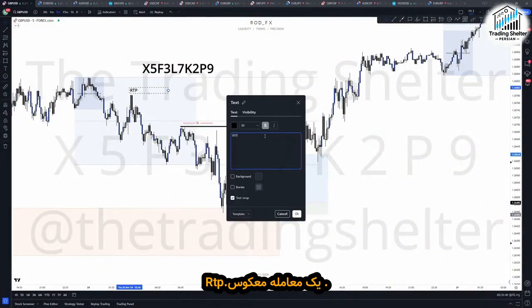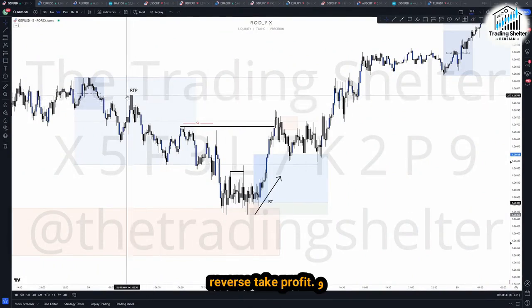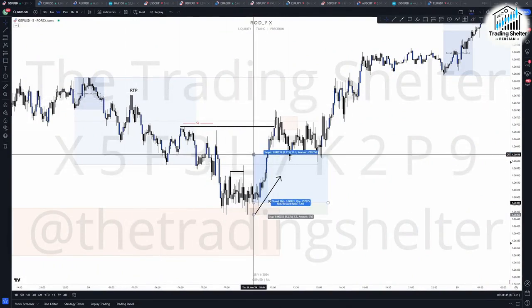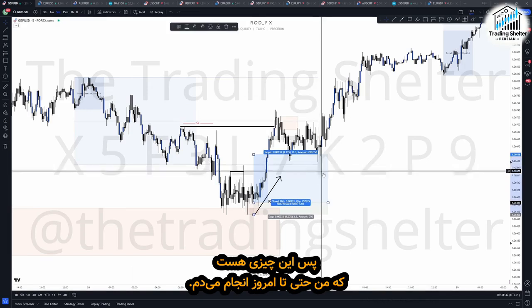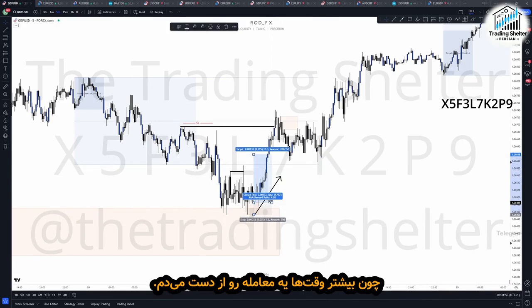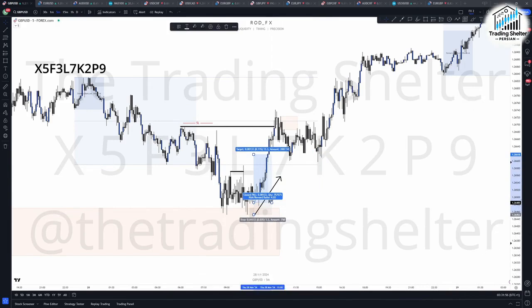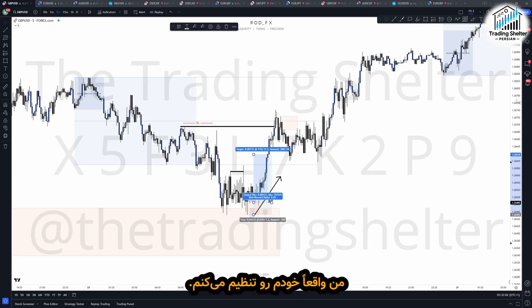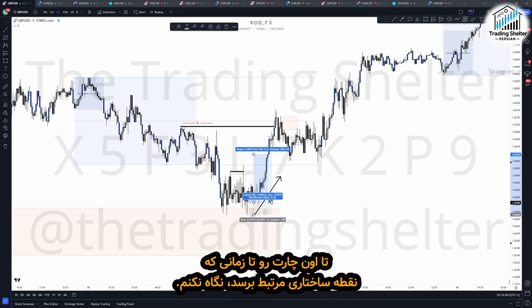RTP. A reverse trade and reverse take profit. So this is something that I do even as of today, because most of the time I miss a trade because of London session. And what I do is I actually position myself to not look at that chart until a relevant structural point is hit.